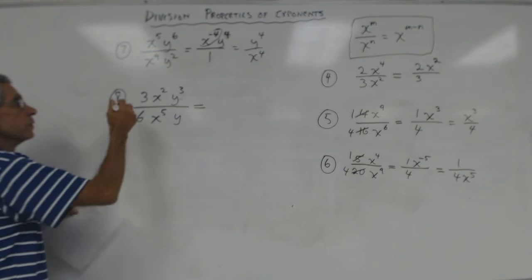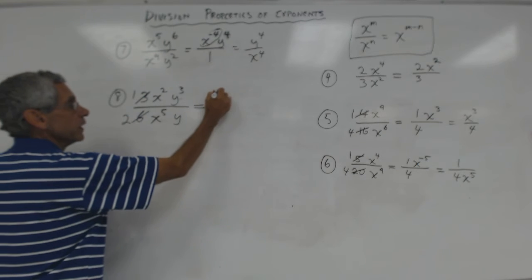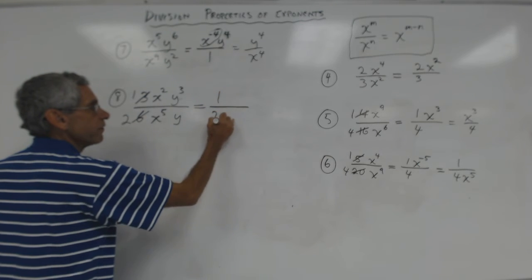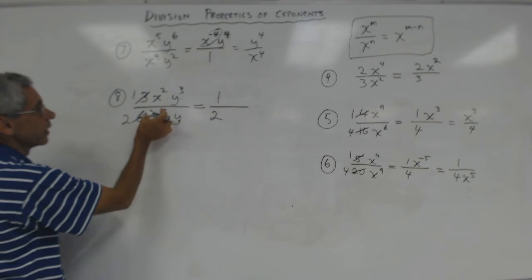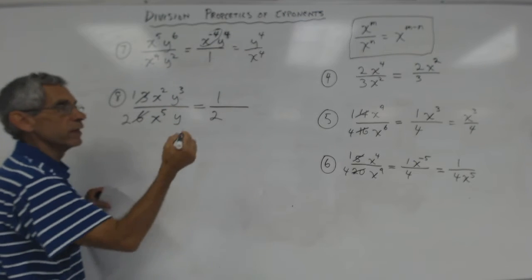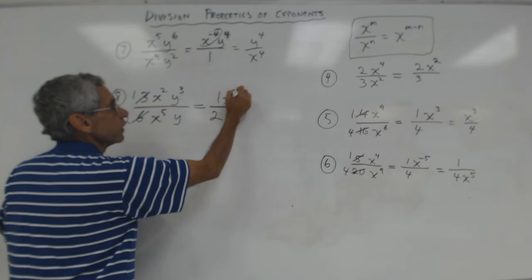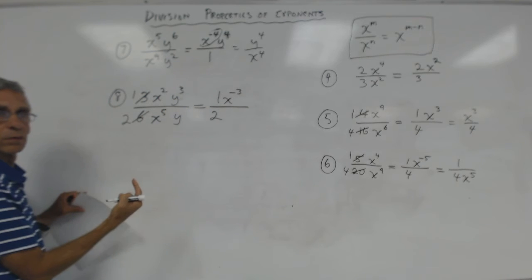So you can turn it into 1 over... 3 goes into itself once, and then 3 goes into 6 twice. Right, exactly. So immediately I write my 1/2, okay? And then, with a long fraction line, x to the 2 minus 5. X to the 2 minus 5 is x to the negative 3, am I right? Yeah. And then y to the 3 minus 1.